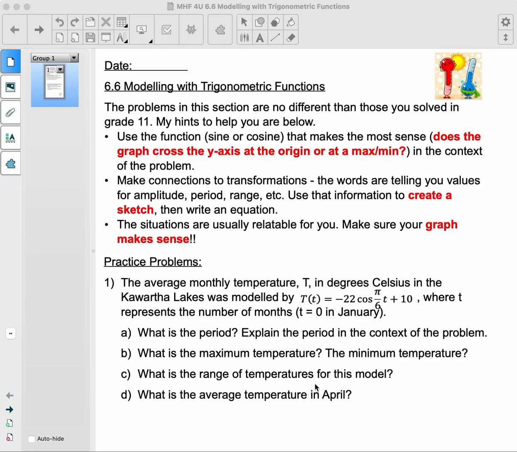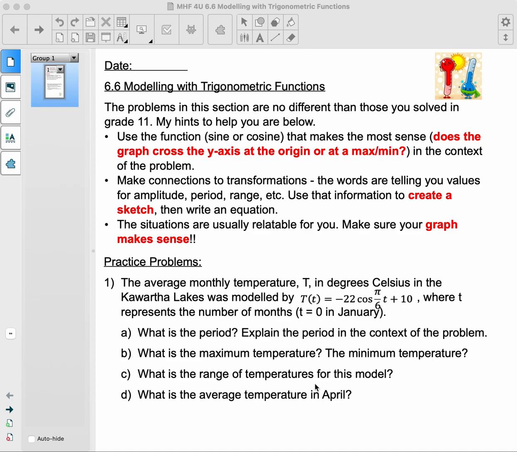Okay, today you guys are just going to be looking at a bunch of word problems that tie into transformations. So please, when you start to see word problems where they give you an equation for a trig function, don't think of it like an algebraic expression. Think of it like a transformed trig function. Okay, so apply the transformations and then apply it to real life.